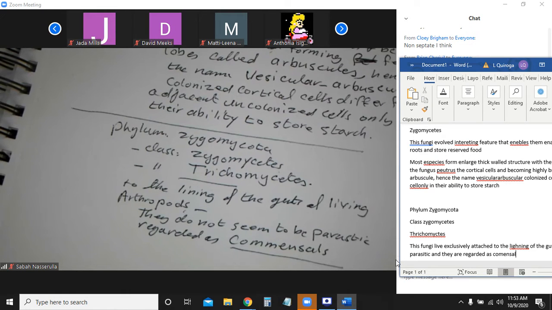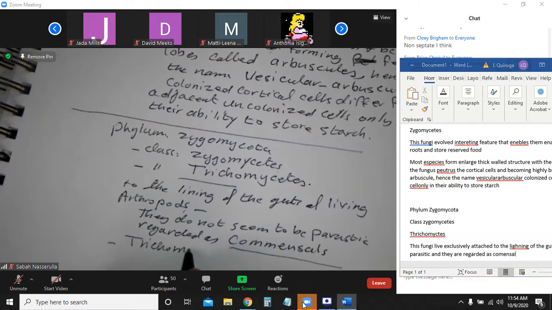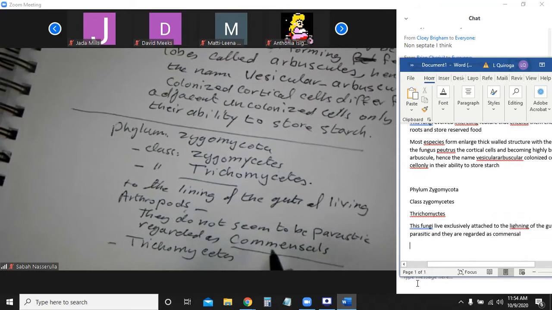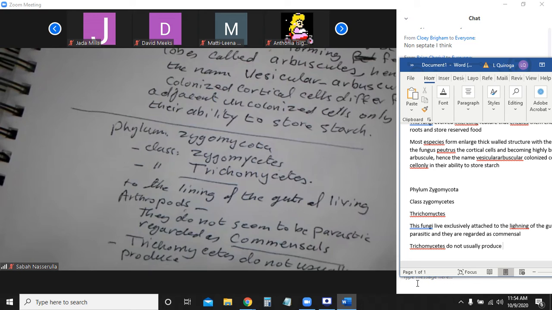Usually, these fungi don't have a very large mycelium. To mention this point here, that Trichomycetes do not usually produce an extensive mycelium.